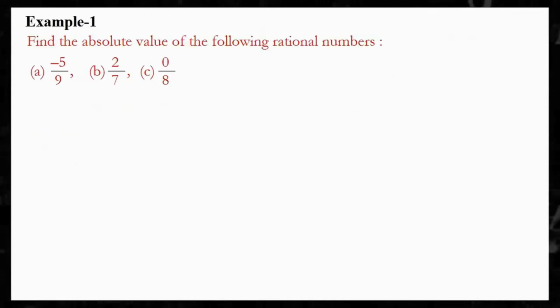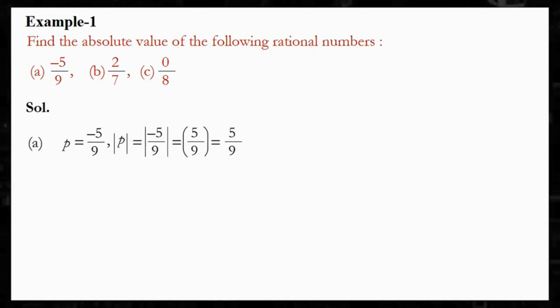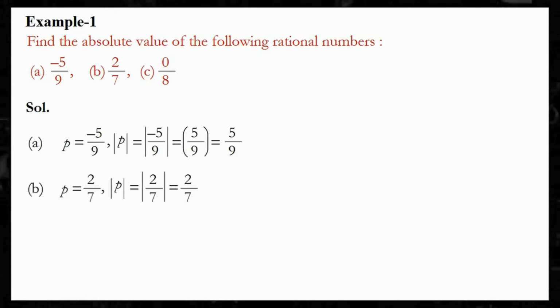Example 1. Find the absolute value of the following rational numbers. A. -5/9. B. 2/7. C. 0/8. Solution. A. p is equal to -5/9. |p| is equal to |-5/9|, which is equal to 5/9.